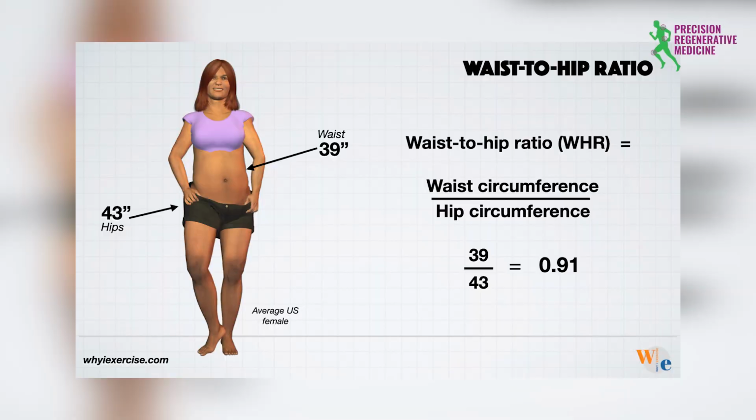You can also do a waist to hip ratio. So you take your waist in inches, divide by your hips in inches. The ratio of greater than 0.85 in a lady or 0.9 in a man is pretty indicative of abdominal obesity.